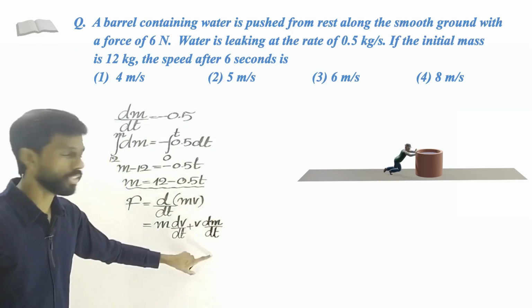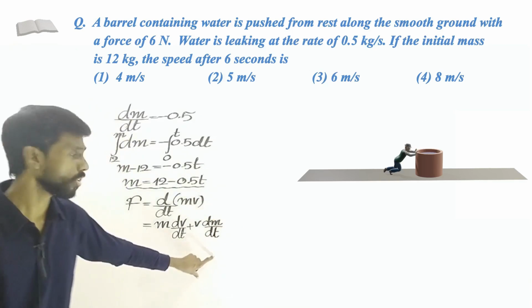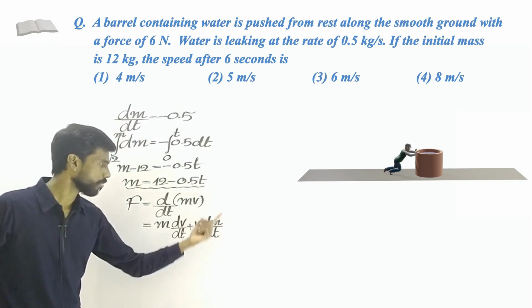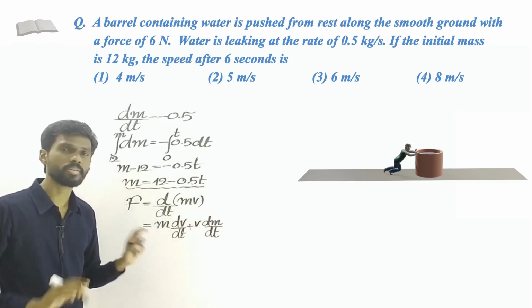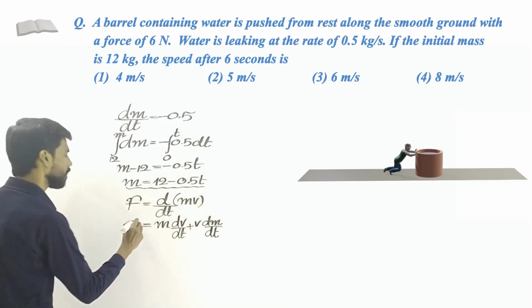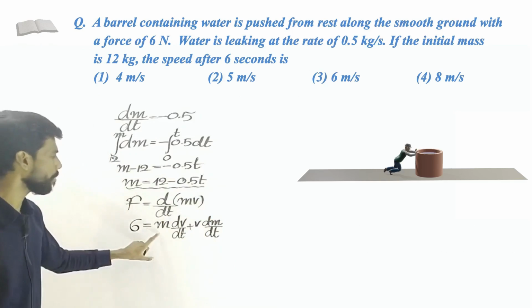So dm by dt is usually constant when the mass is constant. I mean dm by dt is 0 when the mass is constant, so this term goes off and only m multiplied by a remains, so that is the formula. But here we also have this non-zero term. So force is given here to be 6 Newton and the mass is found here.